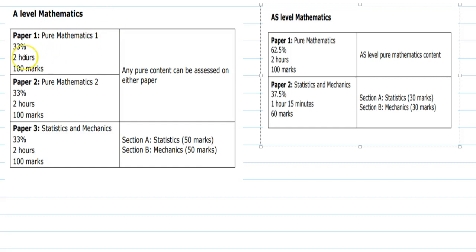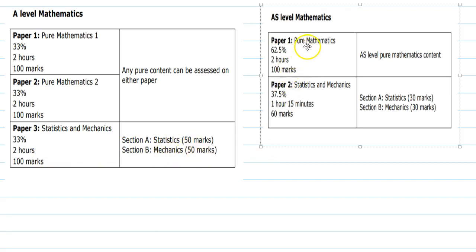Pure Maths 1 is a 2-hour paper of 100 marks. Then paper 2, Pure Maths 2, is 2 hours of 100 marks, and paper 3 comprises stats and mechanics, that is also a 2 hour paper and 100 marks. Altogether it is 300 marks. Okay, and in the last paper stats is 50 marks and mechanics is 50 marks.